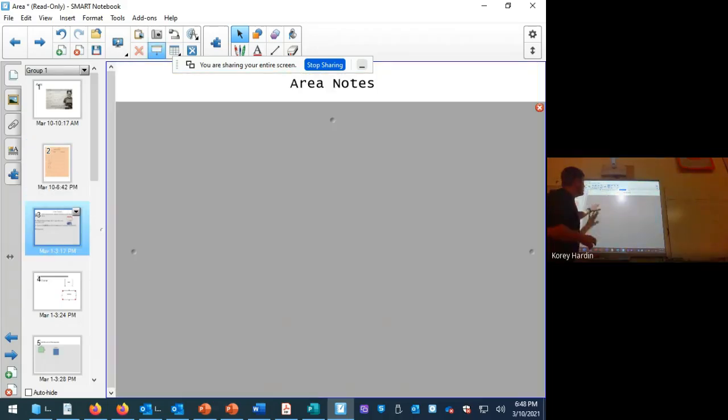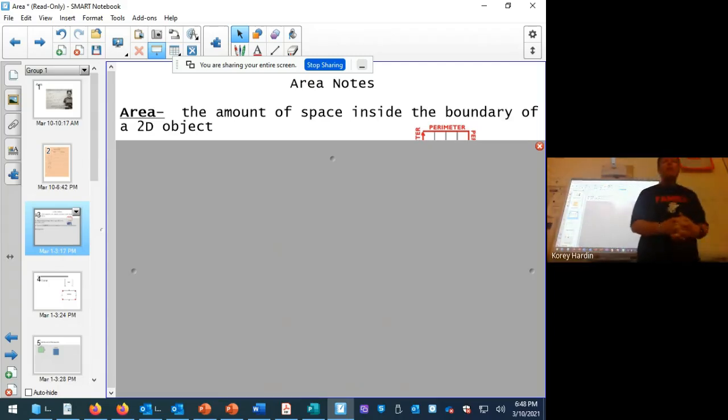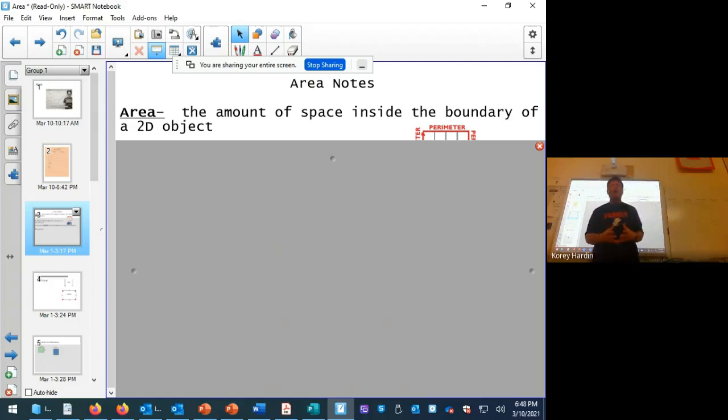So the first thing we're going to talk about is what area is, okay? The definition of area is the amount of space inside the boundary of a 2D object, okay? So it's the amount of space inside the boundary of a 2D object. A good way to visualize this is if you think of a farm, okay? If you think of square fields in a farm, or honestly any shape in a farm, the fence is what we call the perimeter. And everything inside that perimeter is going to be the area, okay?